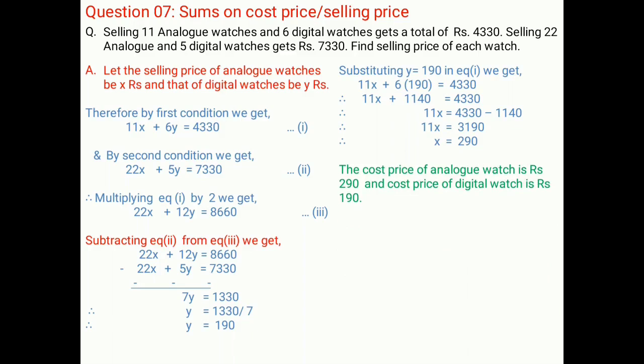Therefore, the cost price of analog watch is rupees 290 and the cost price of digital watch is rupees 190.